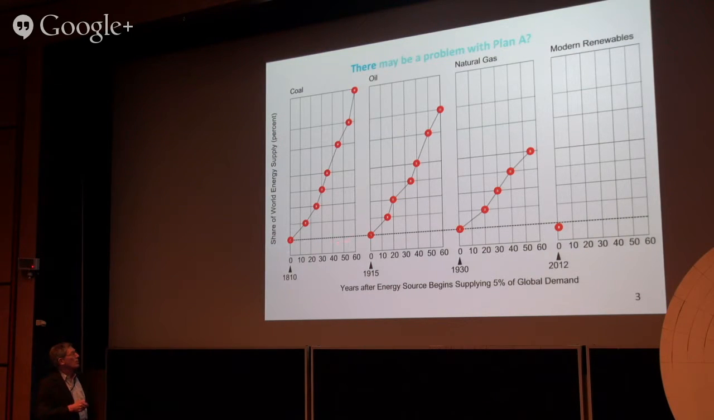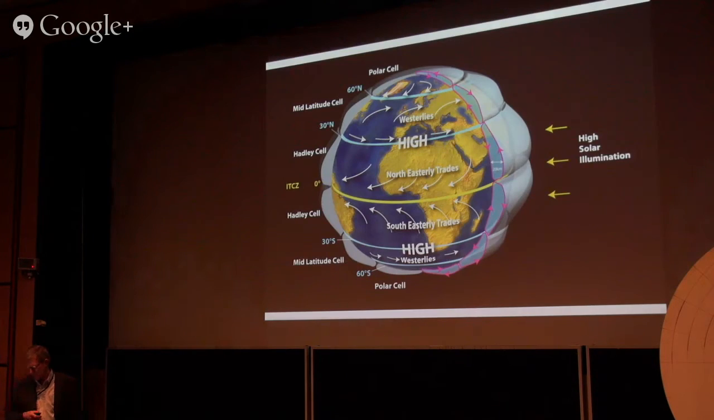This is 5%, when a new technology comes in. Take, say, the introduction of coal. It took about 60 years before it reached about 50%. Ditto oil, ditto natural gas, and our renewables were about here. So unless things change very dramatically, this graph would suggest we're going to have a few problems.